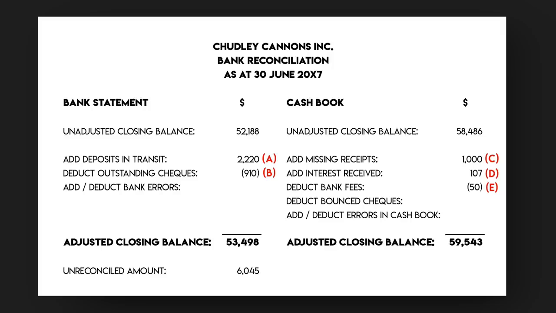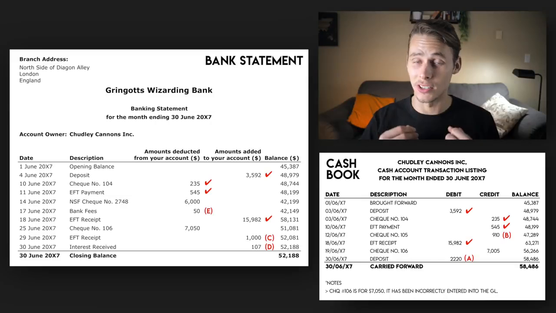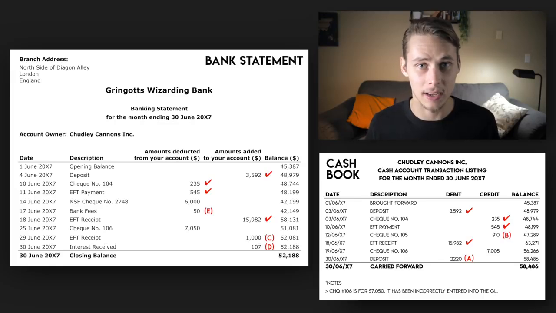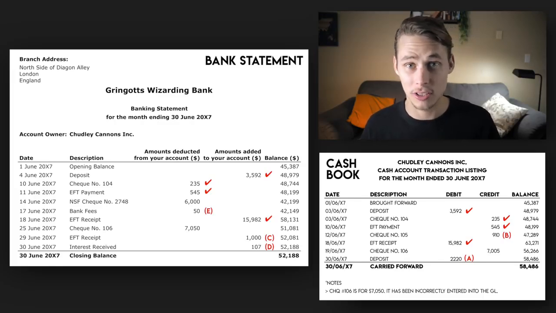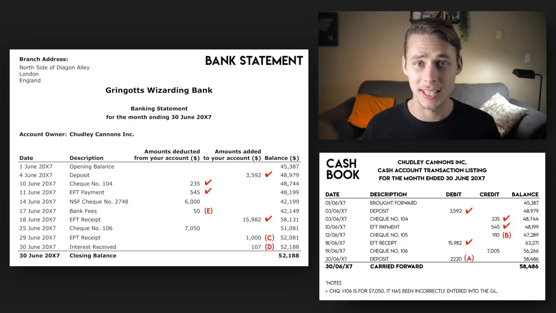The last omission that we're looking for is bounced checks. These are checks that customers have mailed to us and that we've deposited in the bank, only to find that these have been rejected because the customer didn't have sufficient funds to honor the check. This kind of check is normally labeled as an NSF check. NSF stands for not sufficient funds. We can see one in our bank statement here. NSF check 2748, and the bank has deducted $6,000 from our account. We need to reference this as transaction F and deduct it from our cash book balance in our bank reconciliation.